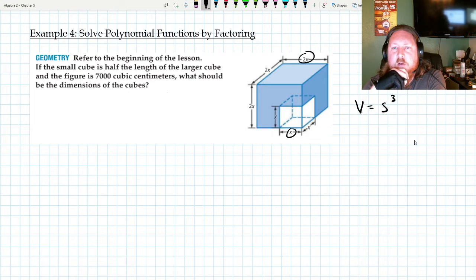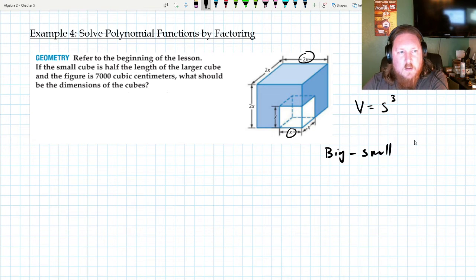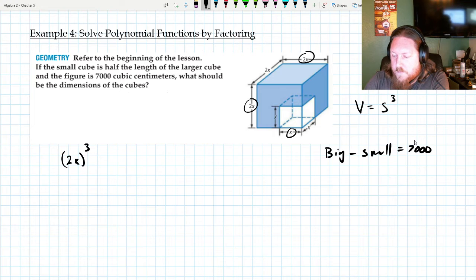And the figure is 7,000 cubic centimeters. What should the dimensions be? What should be the dimensions of the cubes? So the idea here is it's the big cube minus the small cube, right? Equals, let me write it on the same line here, equals 7,000. Well, the big cube is 2x cubed. So 2x cubed minus the small cube, its side length is x cubed, equals 7,000.